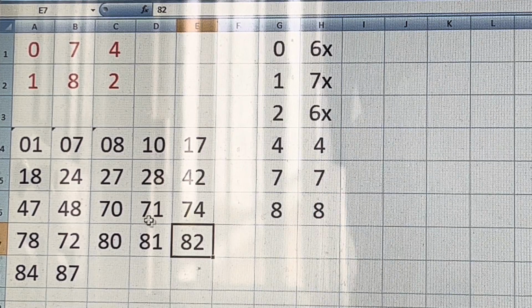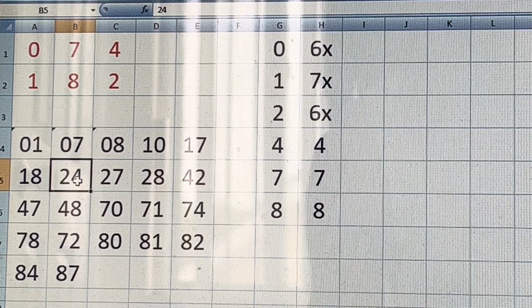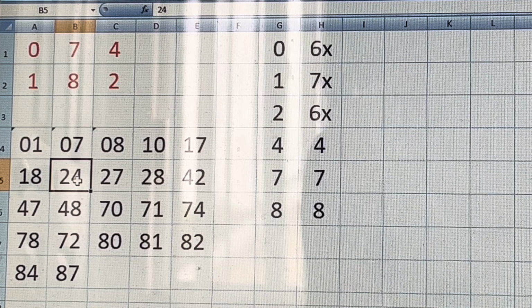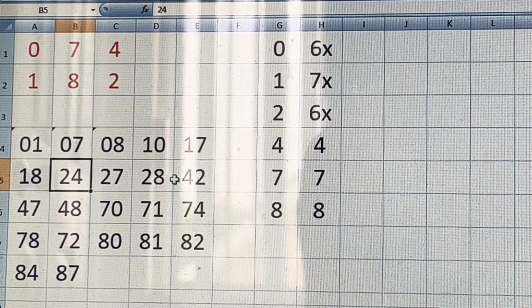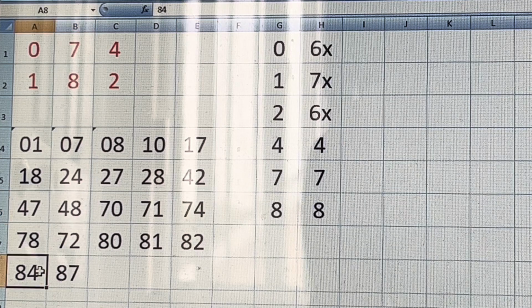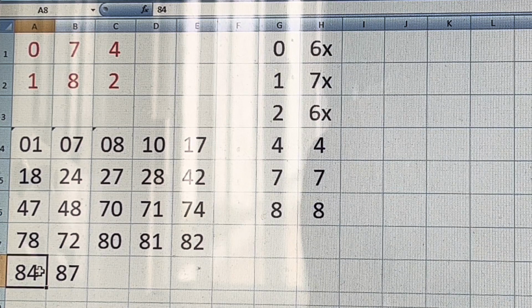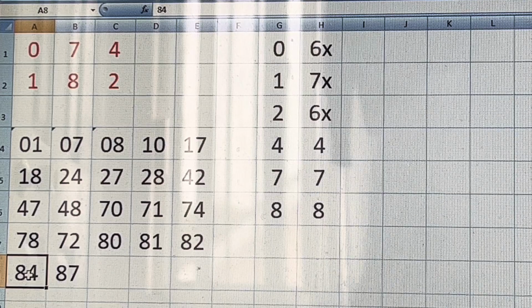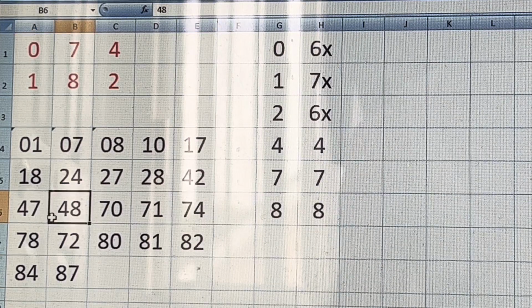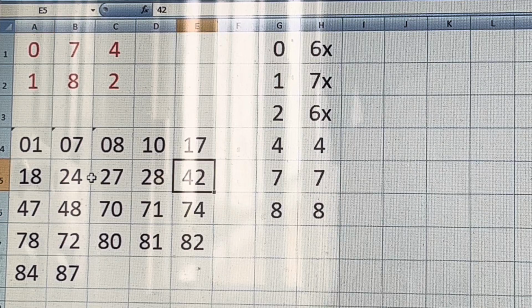Now for the digit 4: 24, 47, 48, 74, and 84. Right? 40, 84, 74, 48, 47, 42, and 24. That's 6.